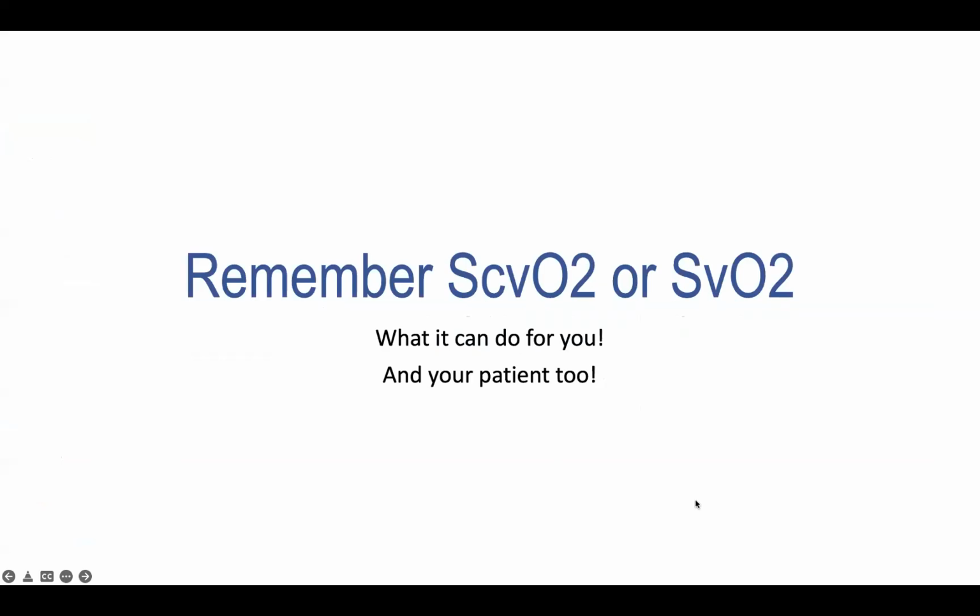So I always think it's so incredibly important that we have a good understanding about SvO2 or ScVO2, just depending on where you work and what catheter you have. So when I refer to SvO2, I'm always talking about a PA catheter. And when I'm referring to ScVO2, I'm talking about a central catheter that is in the SVC, and what that information can do for you and your patient too.